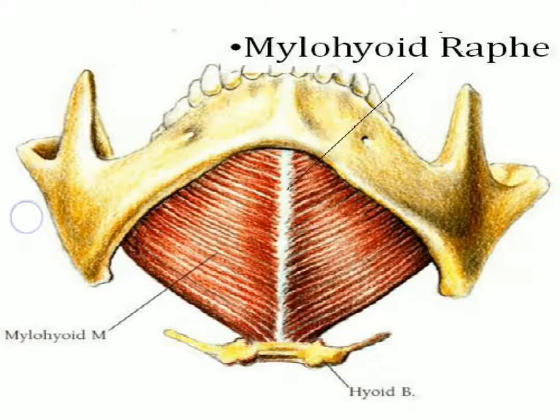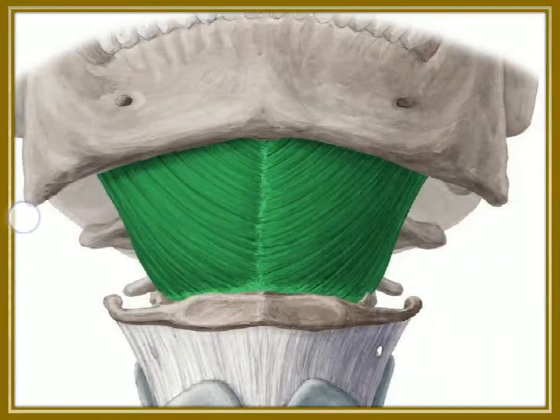After taking origin, the anterior and middle fibers get inserted into this raphe, the mylohyoid raphe, and the posterior fibers are inserted into the body of the hyoid bone. Same is shown in this figure also. This muscle on both sides, this flat muscle is the mylohyoid, taking origin from the mylohyoid line on the mandible, body of mandible, and the anterior and middle fibers are inserted into the raphe and the posterior fibers are inserted into the body of the hyoid bone.